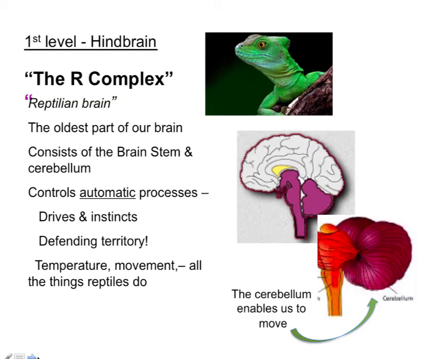So let's look at the first layer of the brain, what is often referred to as the R complex, or the reptilian brain. This is, I think, a gecko, maybe a gecko or a lizard. Anyway, these are the main structures. This is a callout of its location, top of the spinal cord. This is the cerebellum here, not to be confused with the cerebrum, which is all this gray matter here.